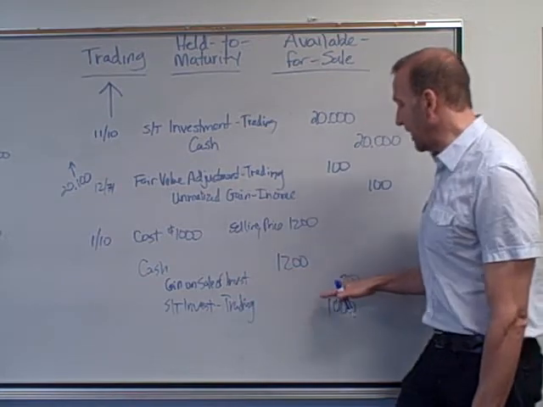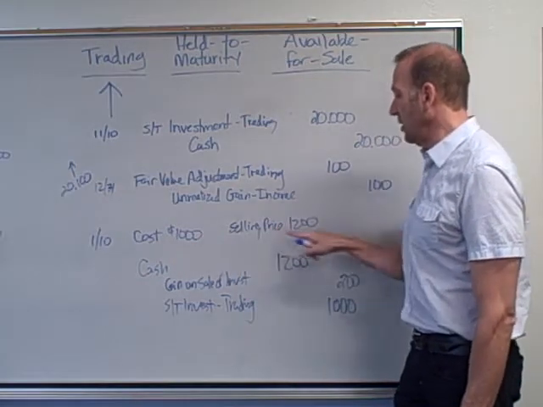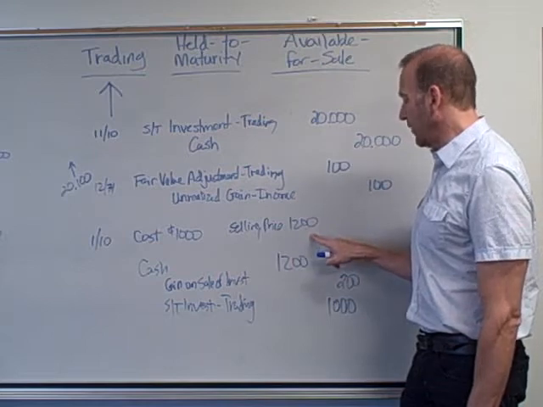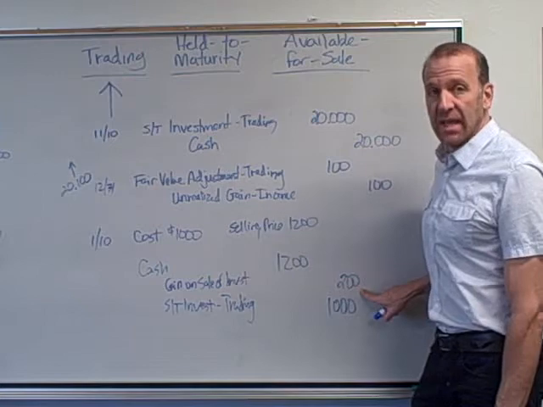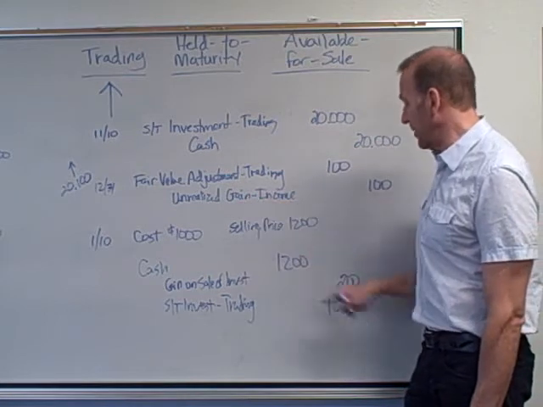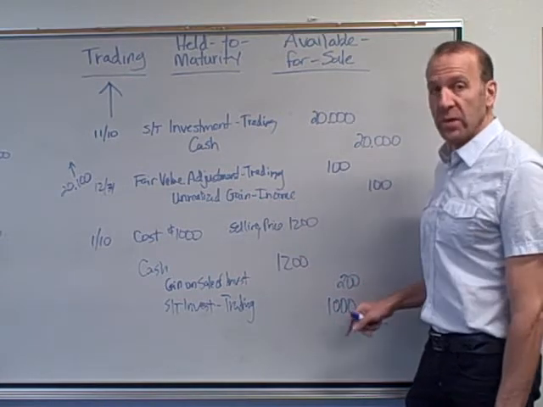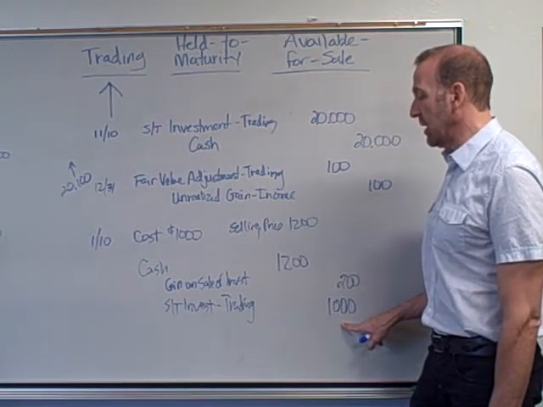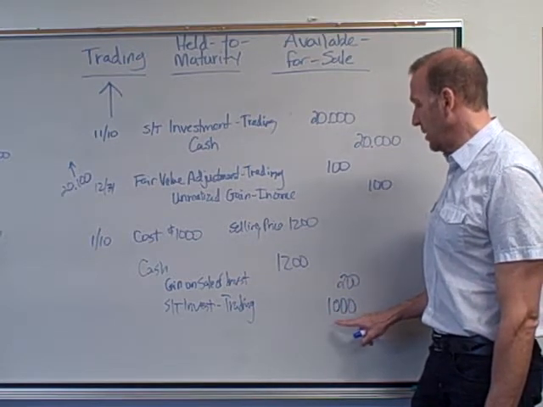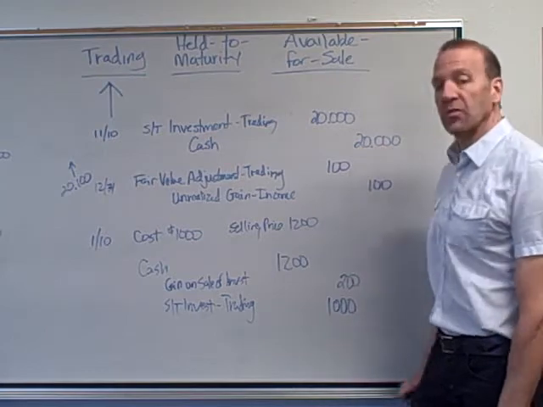We have a gain on the sale because it cost us $1,000. We're selling it for $1,200, so we have a gain on the sale of $200. This is a realized gain versus the unrealized one up here. This is actual realized because we did sell it, and then we have to eliminate the investment out of the investment account, the short-term investment dash trading, by crediting it $1,000.